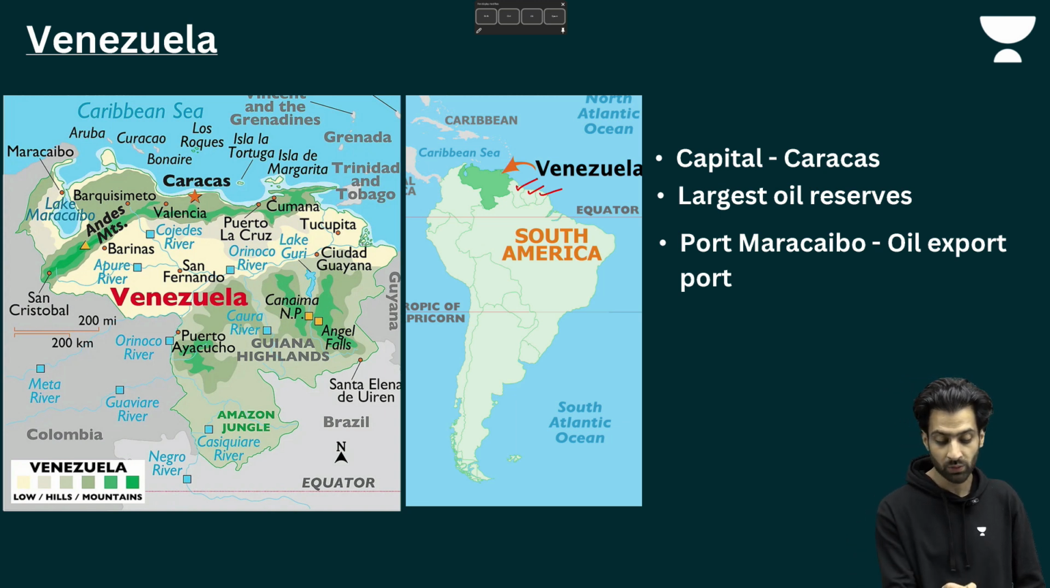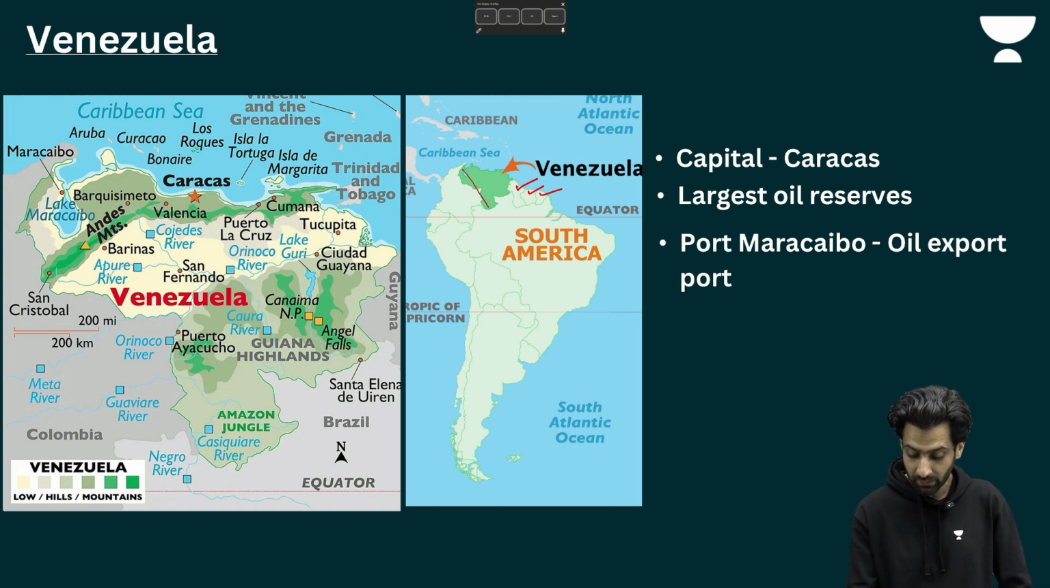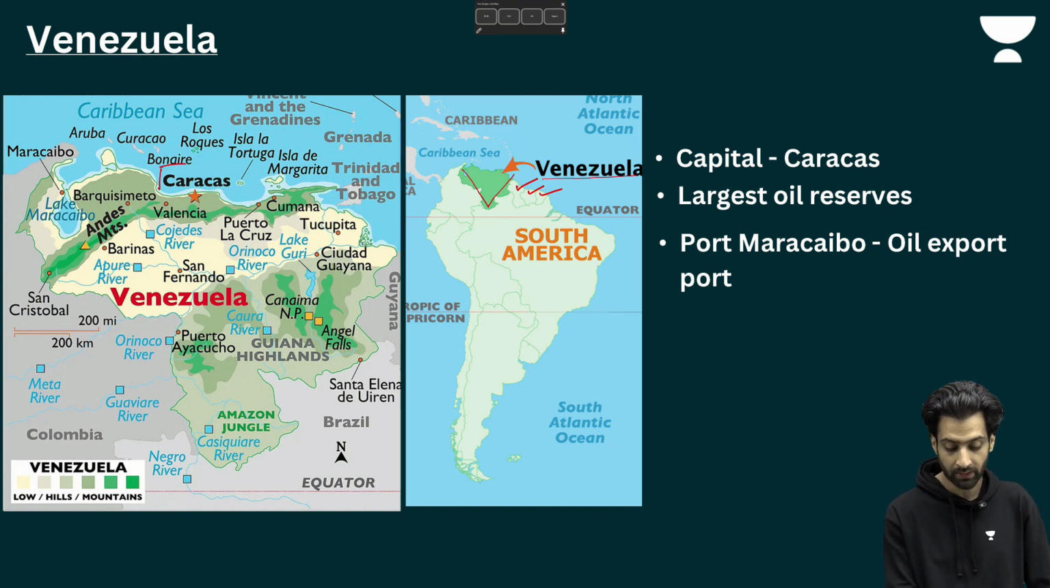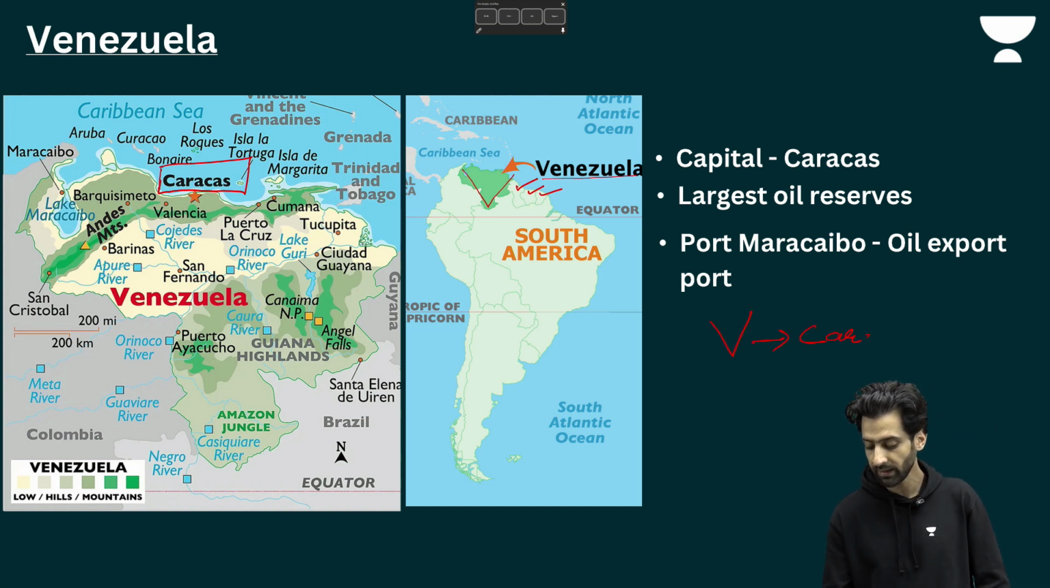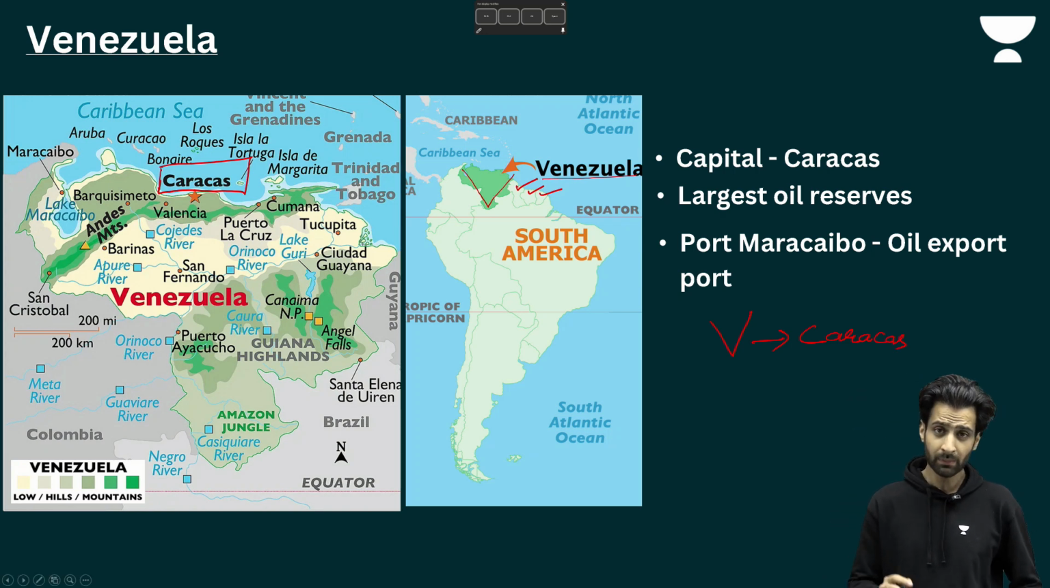The name is Venezuela. Now here's a very easy thing to remember this. As you can see, this is a bit of a V-shaped country. V for Venezuela. So the country's name is Venezuela and the capital is Caracas, C-A-R-A-C-A-S. Venezuela, V-shaped country, capital Caracas, C-A-R-A-C-A-S. Clear? There are some important things that you need to know about this country.